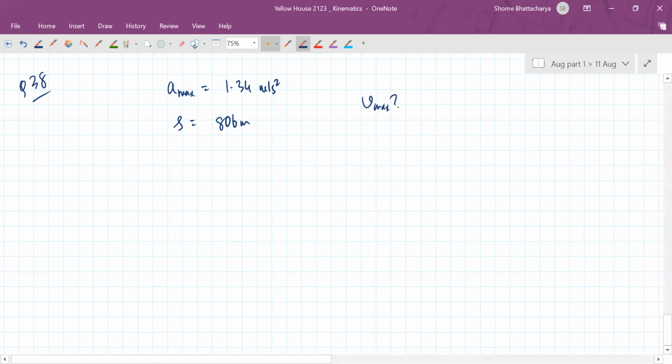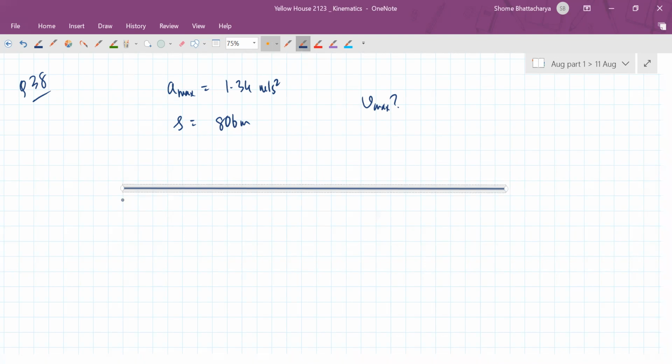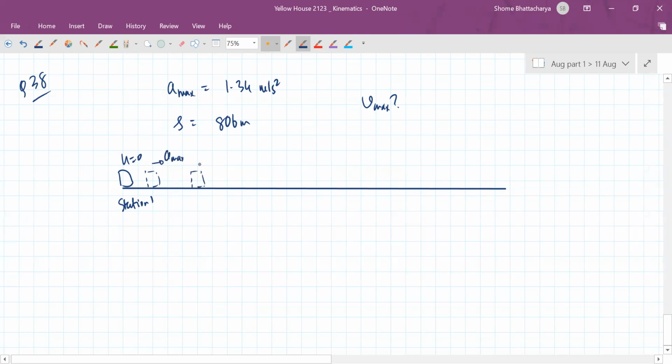So now see, basically what you have to understand is that treat it like a straight line motion between two stations. Okay. So if this is station 1, an object starts from rest over here, moving with, let's say, maximum acceleration for a certain amount of time. Let's say this time is t1, and then t1 onwards it goes at constant velocity.